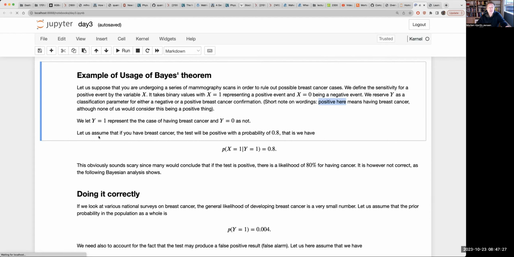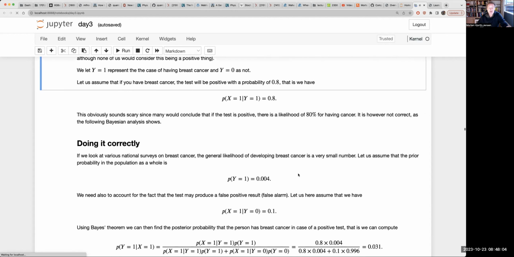So let us now assume that if you have breast cancer, the test will be positive with a probability of 0.8. That means x equal 1, so your mammography gives a positive hit. And so you have the probability of x equal 1 given y equal 1, which is 0.8. That sounds scary because it sounds like there is a likelihood of 80% for having cancer. This is, however, not correct. And you will see that from the Bayesian analysis which follows.